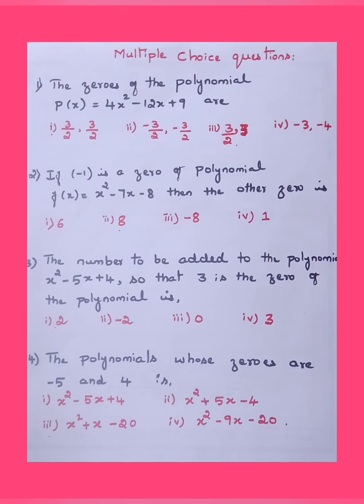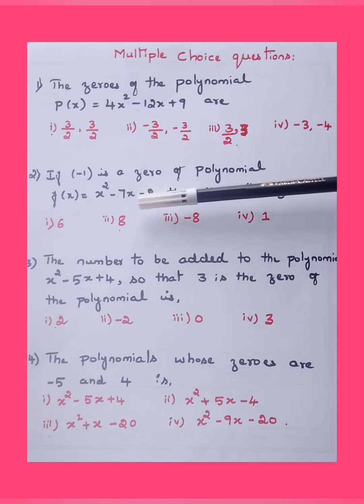Now we shall check out a few multiple choice type questions based on this polynomial basics. First one, the zeros of the polynomial p of x is equal to 4x square minus 12x plus 9 are, options are given, we need to find the zeros of the polynomial. Next question is also of the same type.